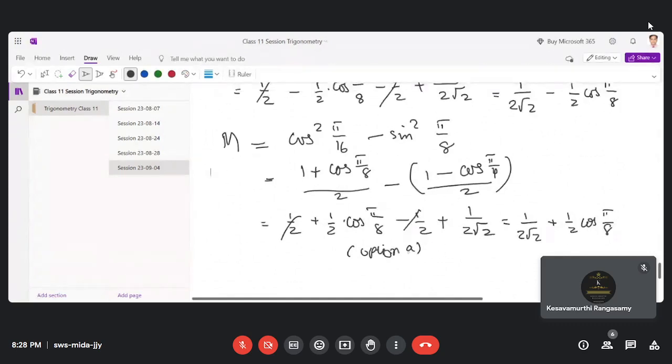Okay. So I think we'll wrap it up for today. I think we have done enough on trigonometry. So we will move on to the next chapter, which will be permutations and combinations.